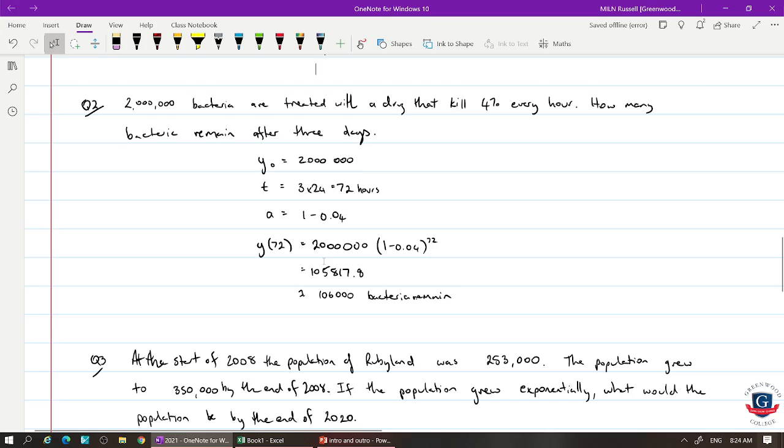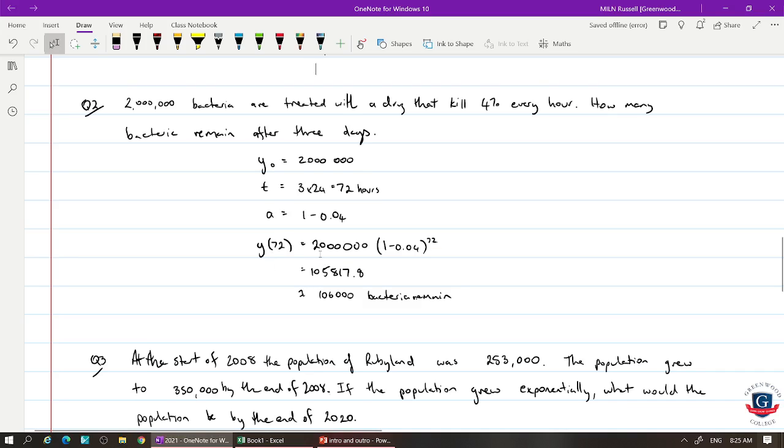Question 2. 2 million bacteria are treated with a drug that kills 4% every hour. How many bacteria remain after 3 days? Our initial value is 2 million. Because it's done every hour, we'll get 3 lots of 24 over 3 days, which gives us 72 hours. A will be 1 minus 0.04. 0.04 is 4%. And because it's decaying, it'll be 0.96 of what was there before each period.